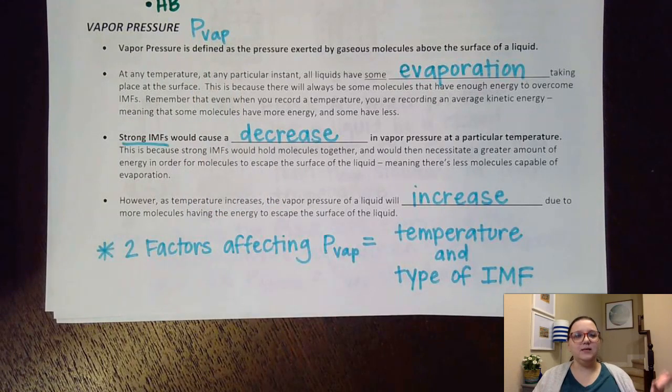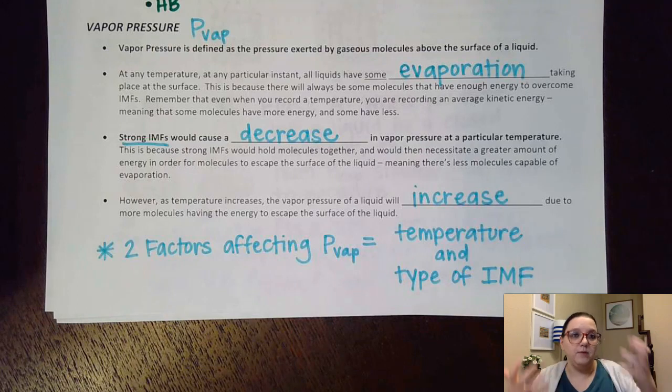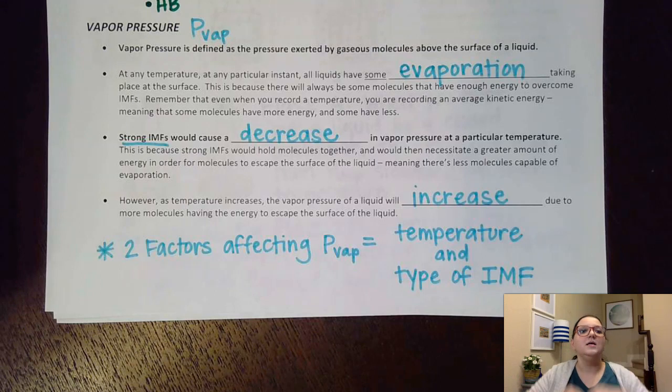So now let's think about this again from the perspective of IMFs. If I'm talking about evaporation, the more evaporation that's taking place, the more gas molecules I'm getting, thereby creating a higher vapor pressure. All this evaporation and higher vapor pressure means that my molecules aren't sticking together, they're separating apart. So if I'm getting that separating apart, I must have weak forces to get that evaporation to take place.